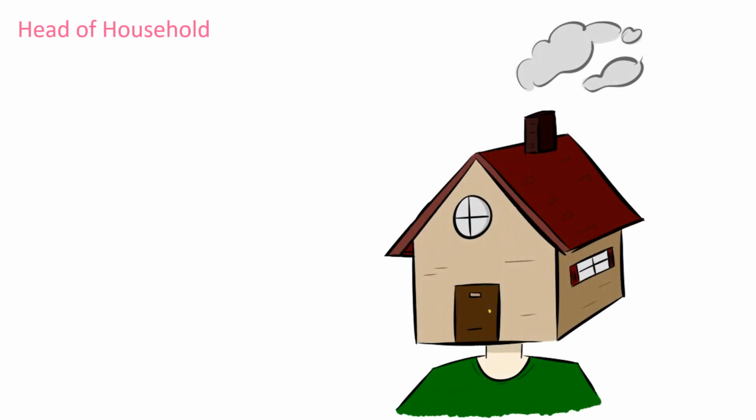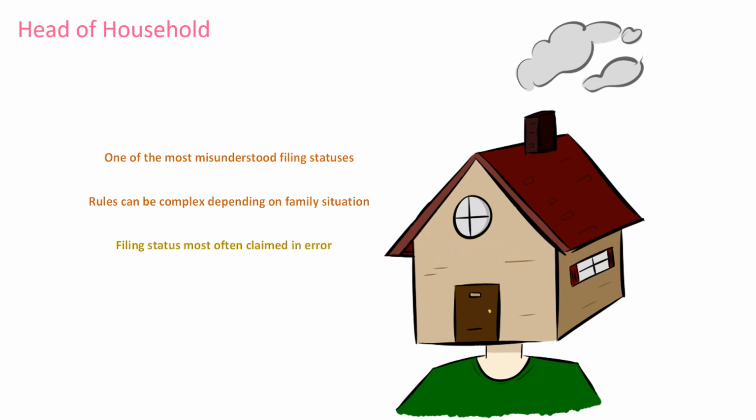Because of all the tests involved, head of household is one of the most misunderstood filing statuses. The rules can be complex based on the family situation. It is the filing status most often claimed in error, and it's the second most common earned income credit error. That mistake could cause the taxpayer to owe additional taxes, along with penalties and interest. Let's have a look, shall we?